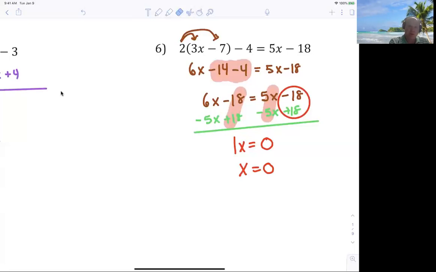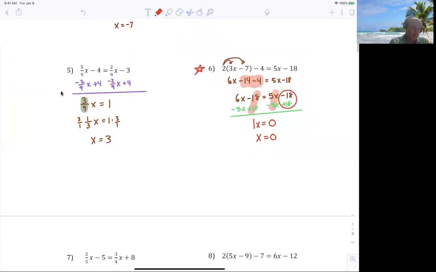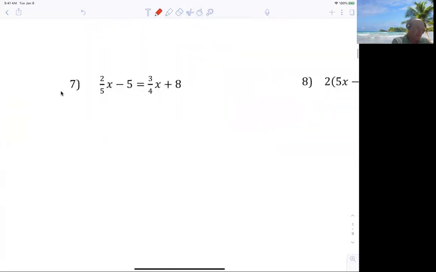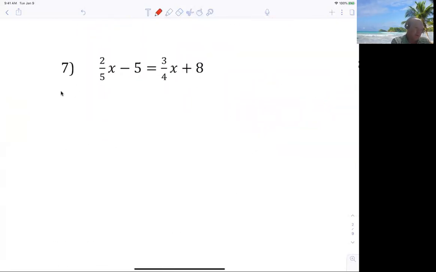Please make sure you listen to that question again, because a lot of times my kids thought that was no solution or infinitely many solutions or all real numbers for some strange reason. x is allowed to be any number and 0 is a number. So please listen to that. Now, number 7, we have another fraction.